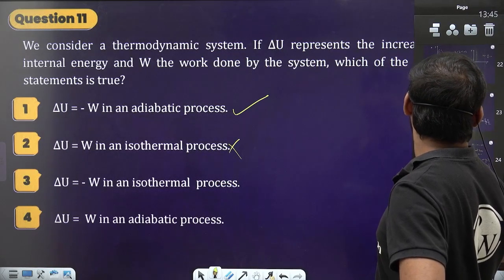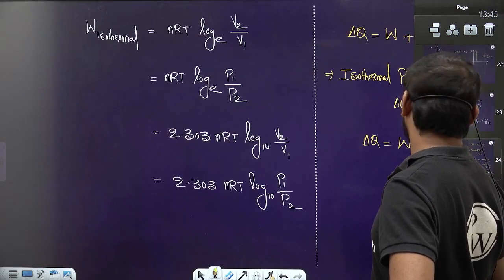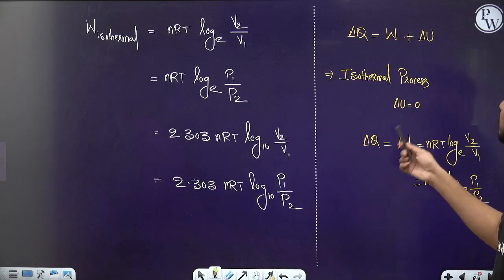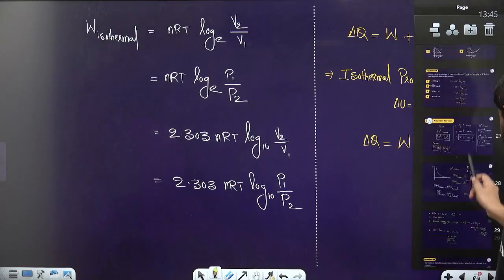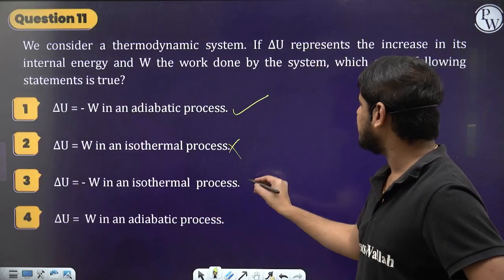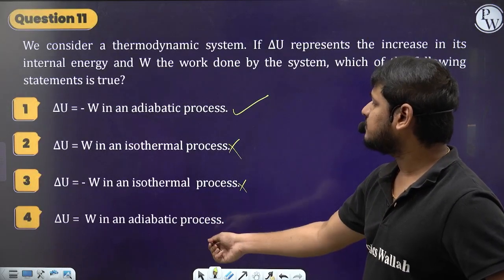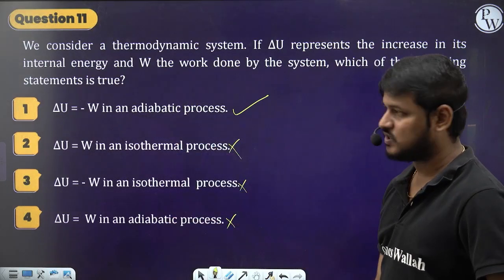Delta U is not equal to W. Delta Q is equal to W in the isothermal process, right? So that's why this statement is wrong. The second one, delta U is equal to minus W. In the adiabatic process, delta U is not equal to W, it's minus W. Option 1 is the correct one.